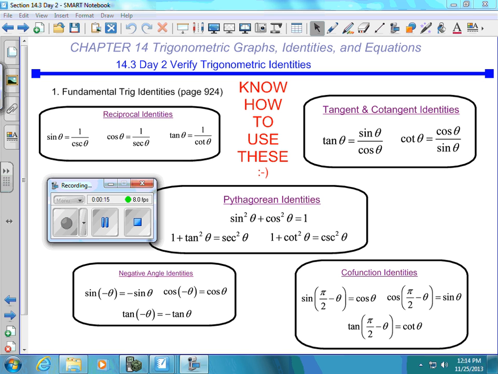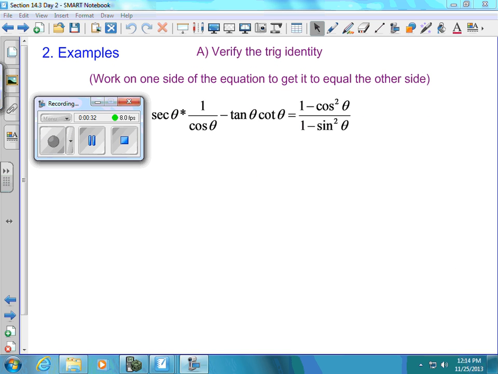If you did not write these identities down yesterday, you're going to want them because we're going to be using them today. It's very similar to simplifying what we're going to do, which you'll see here in a minute. So if you didn't get these down, pause this, and get them down right now. Okay, so verifying a trig identity.